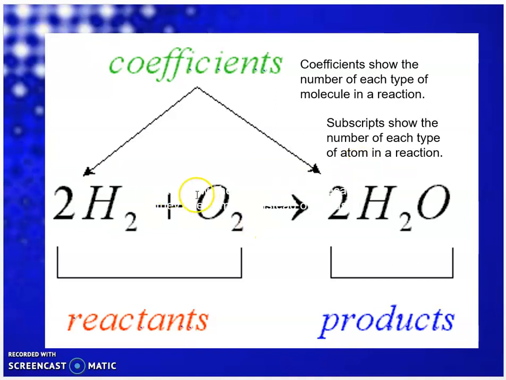In this chemical equation, we have coefficients and we have subscripts. Okay? What you start with are your reactants. What you end with are your products. This arrow in the middle represents yield. Remember I taught you the acronym RAP, R-A-P, reactants and products. Remember that.